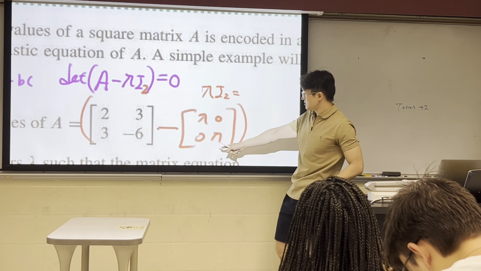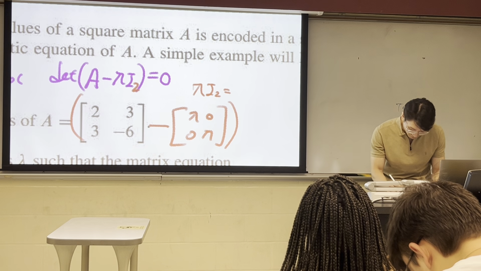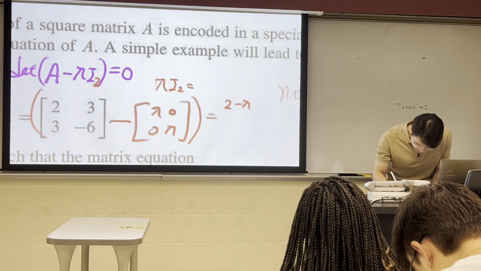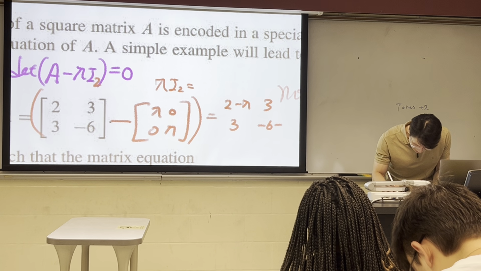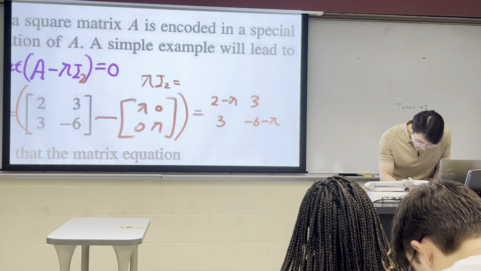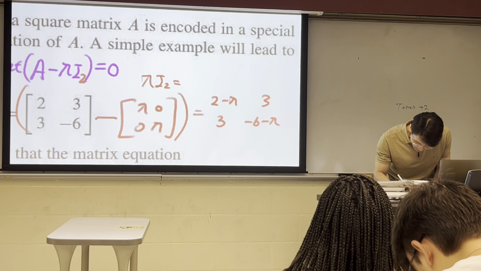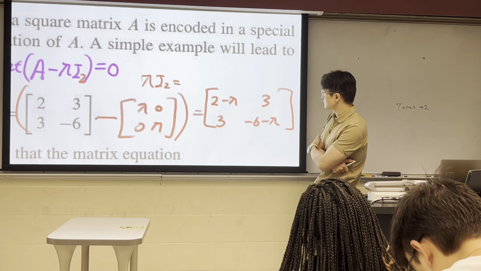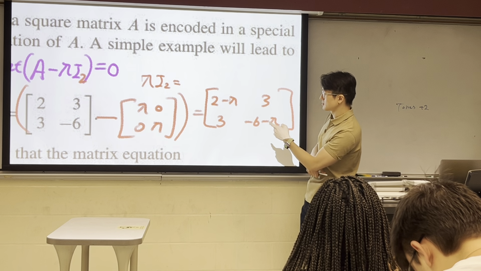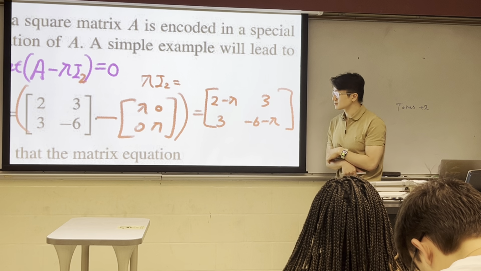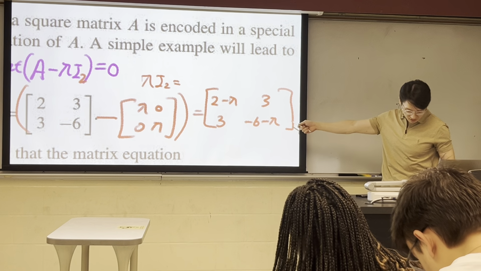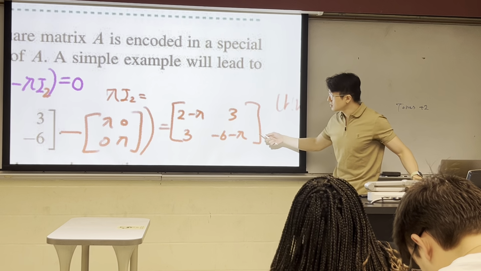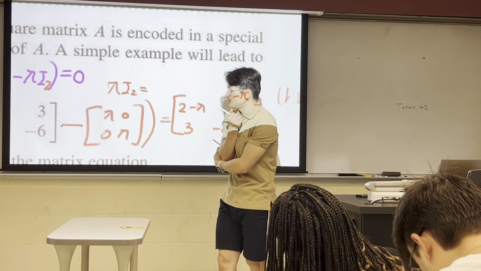What is this? I want to rewrite this. Yeah, 2 minus lambda, 3, 3, minus 6 minus lambda. That's it. Does that make sense? And I want to find the determinant of this. The formula is AD minus BC. So essentially, let's try.